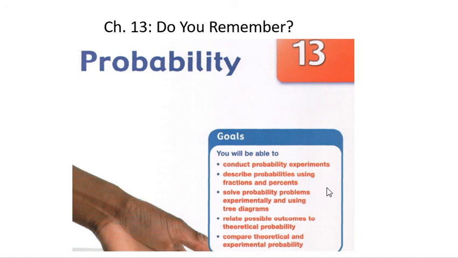Next point, solve probability problems experimentally and using tree diagrams. Tree diagrams you've used before as well. However, we're going to be looking at the experimental aspect of it. What happens when you conduct the actual trials? Next one, relate possible outcomes to theoretical probability. You're going to be looking at the experimental probability and the theoretical probability. If you don't know what those mean yet, that's okay, because we are going to be talking about that extensively. And that's our last point right down there, comparing theoretical and the experimental.